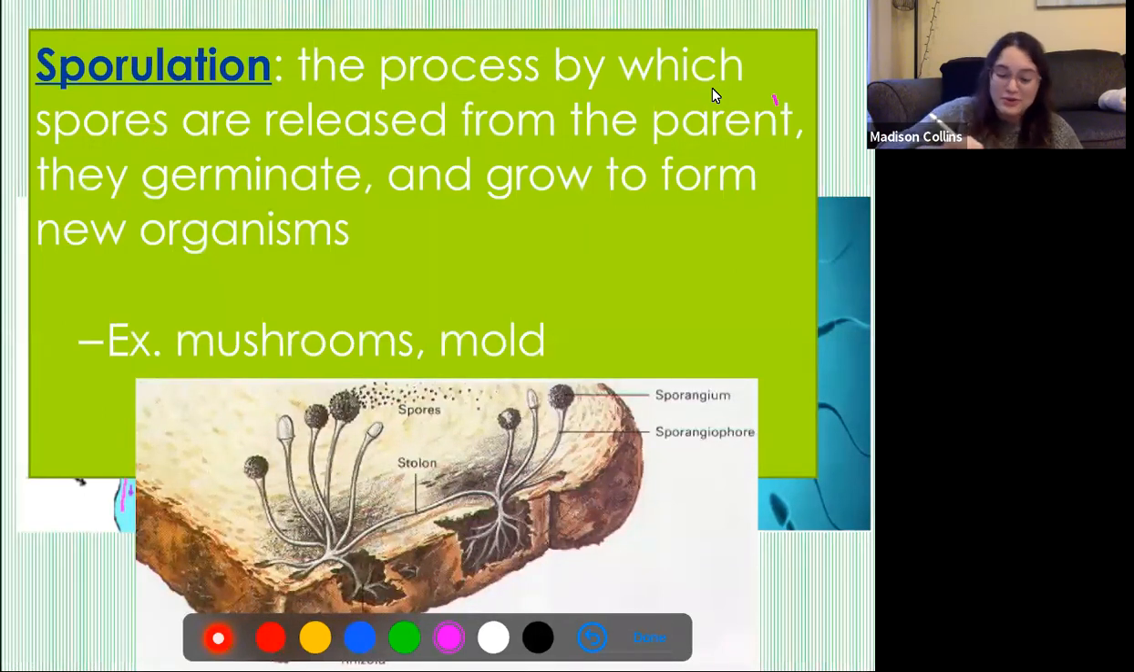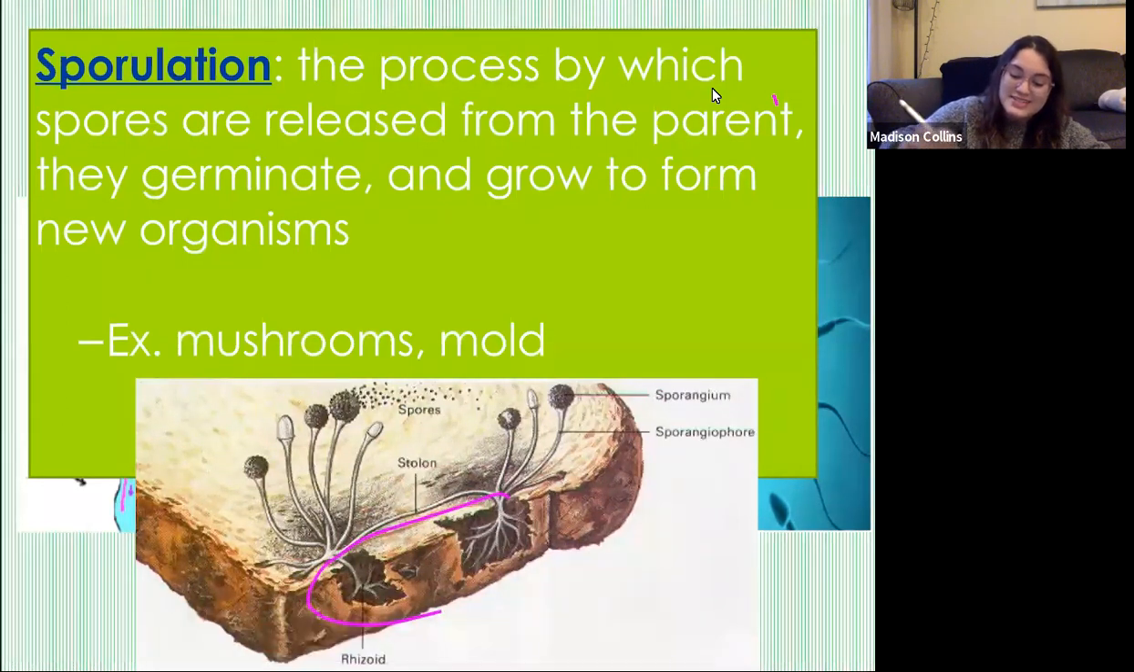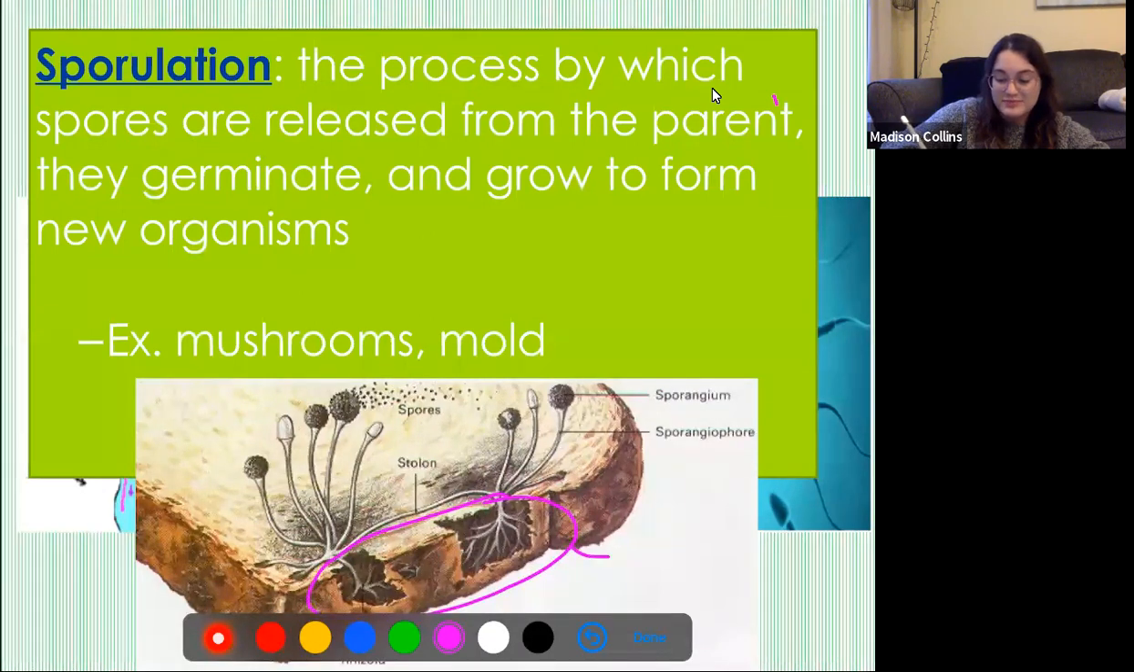Because although you might just see black or green or brown spots on one part of your bread, that mold has actually already spread roots throughout that entire piece of bread. Did I just say the bread? The mold has already spread roots called rhizoids throughout that entire piece of bread.